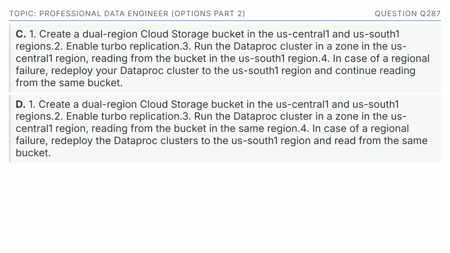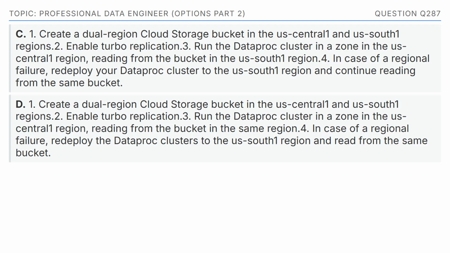Run the Dataproc cluster in a zone in the US Central 1 region, reading from the bucket in the US South 1 region. Point 4. In case of a regional failure, redeploy your Dataproc cluster to the US South 1 region and continue reading from the same bucket.